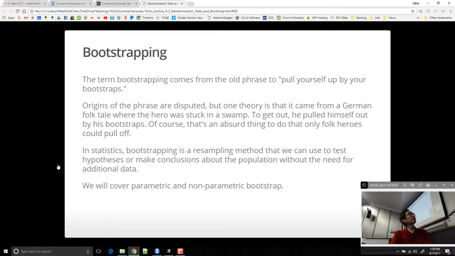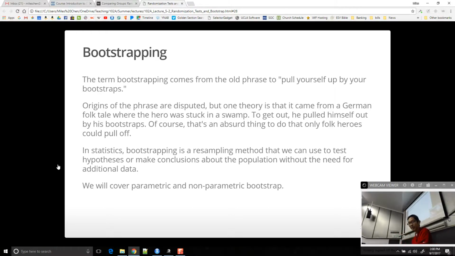So bootstrapping comes from the old phrase to pull yourself up by your bootstraps, and there's kind of a theory of how that phrase even came about in the first place. One legend is that there's a German folk tale where the hero was stuck in a swamp, and to get himself out, he pulled himself out by his bootstraps. Okay, and that's something that only folk heroes can do.